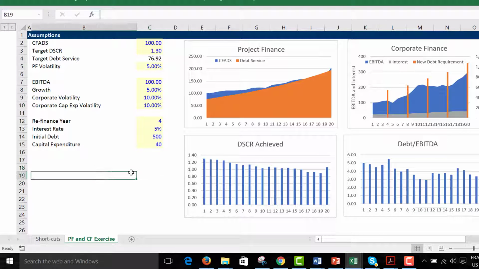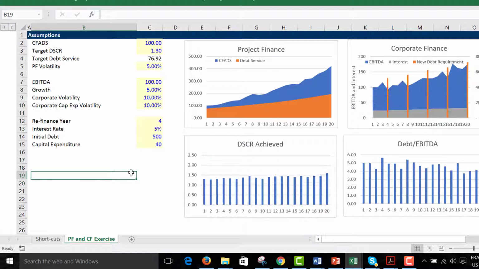Okay, so that illustrates really how volatility comes into play and how corporate finance and project finance are different.